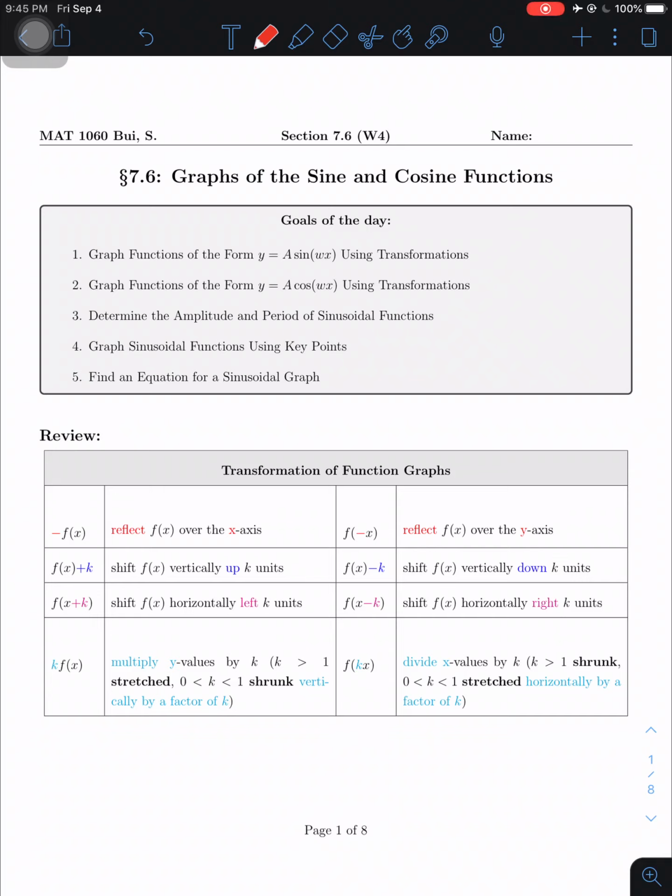Hey guys, last time in 7.5 we talked about the unit circle and its meaning, and there we also talked about the even-odd properties. We only have two even functions among the six trig functions: cosine and secant. The other four functions, tangent, cotangent, cosecant, and sine, are odd functions.